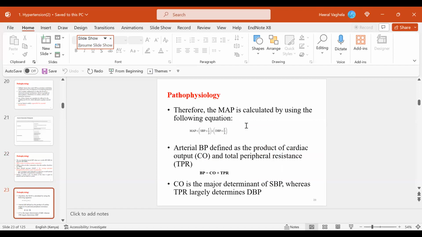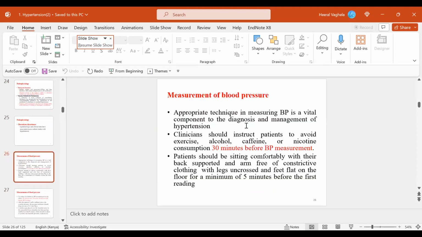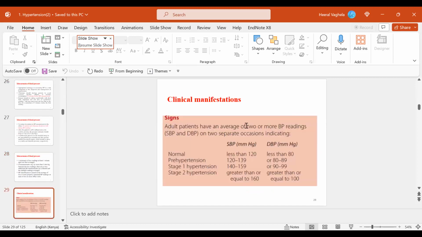So cardiac output is a major determinant for the systolic blood pressure, while total peripheral resistance is an aspect of diastolic blood pressure. And then, like I said, they need to be an average of 2 or more readings to diagnose hypertension.